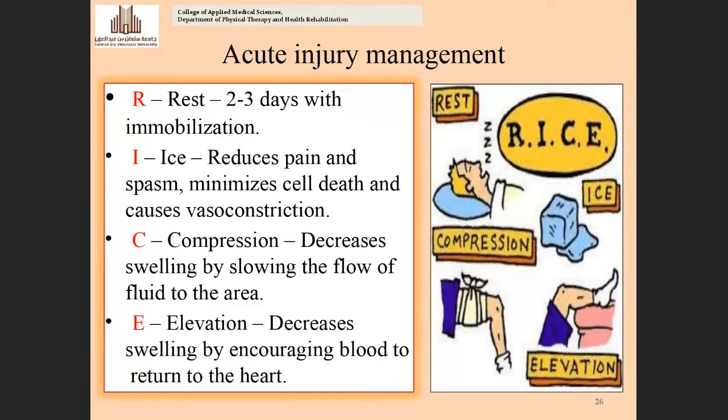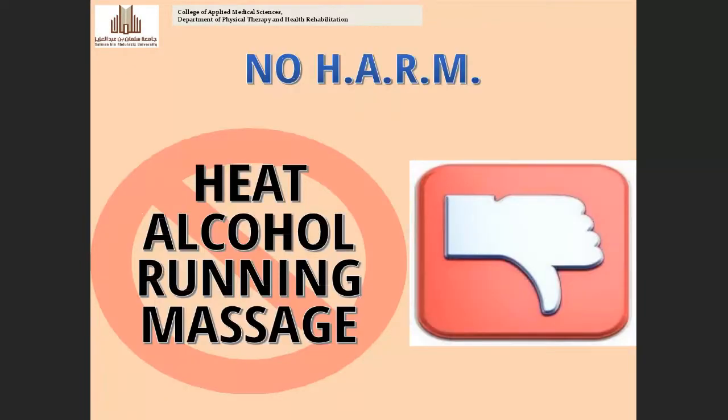Once you have assessed, once you have diagnosed or assessed the person, you have to give the treatment, right? So the treatment varies. RICE means rest, ice, compression, and elevation. Right, so this you might be knowing, right? So rest means immediately after any acute injury, you should allow the person to take rest for at least 2 to 3 days.